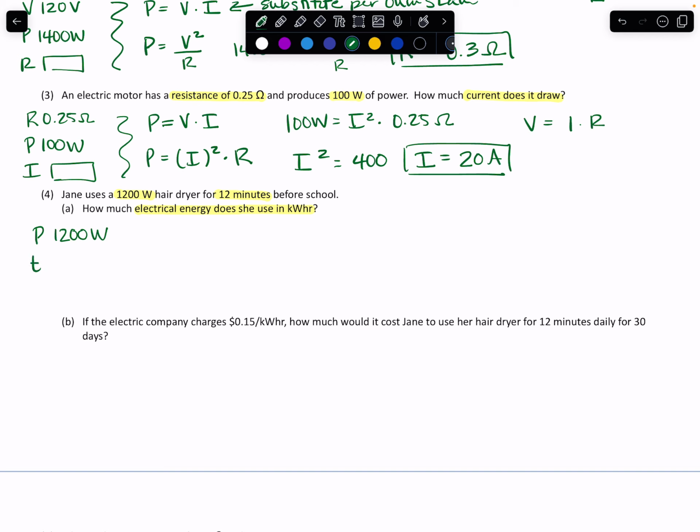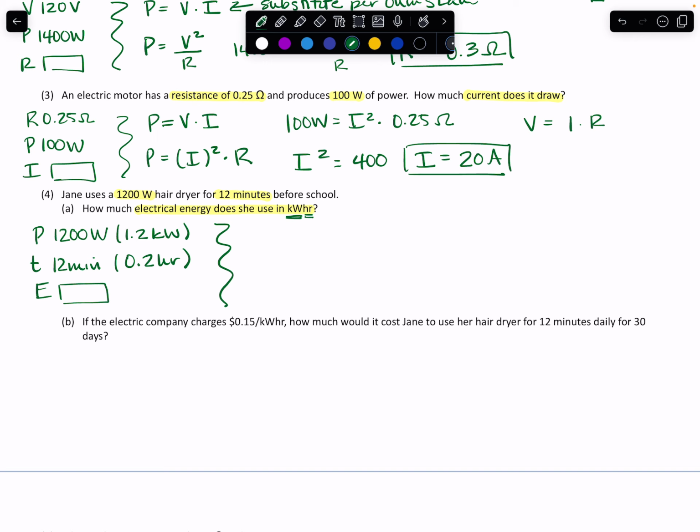We have time, 12 minutes, and we're asked to find the energy. All right, so we need the watts in kilowatts. To go from watts to kilowatts, I need to divide by 1,000. So this is 1.2 kilowatts. And we need that time in hours. So I need to divide my minutes by 60 to get to hours. So that's going to be 0.2 hours. So that gets the units in the right spot.